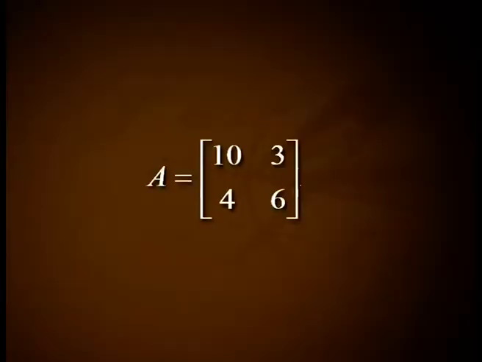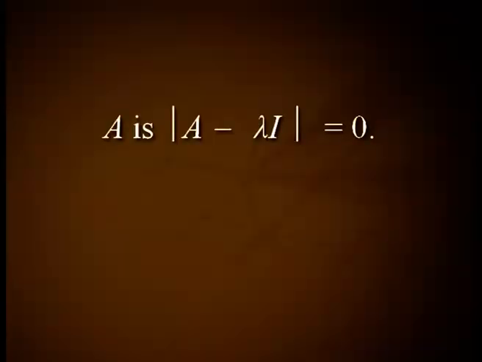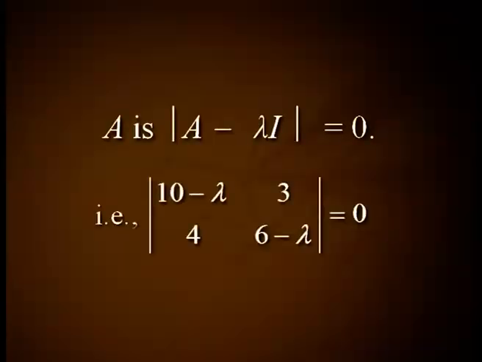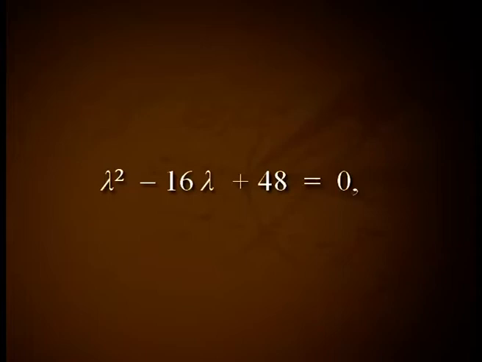Example 1. Find the eigenvectors of the matrix A equal to matrix [10, 3; 4, 6]. Solution. Step 1. Determination of eigenvalues. The characteristic equation of A is determinant of A minus lambda I equal to 0. That is, determinant of [10 minus lambda, 3; 4, 6 minus lambda] equal to 0. On simplification, we get lambda square minus 16 lambda plus 48 equal to 0, which gives the eigenvalues lambda equal to 4, lambda equal to 12.